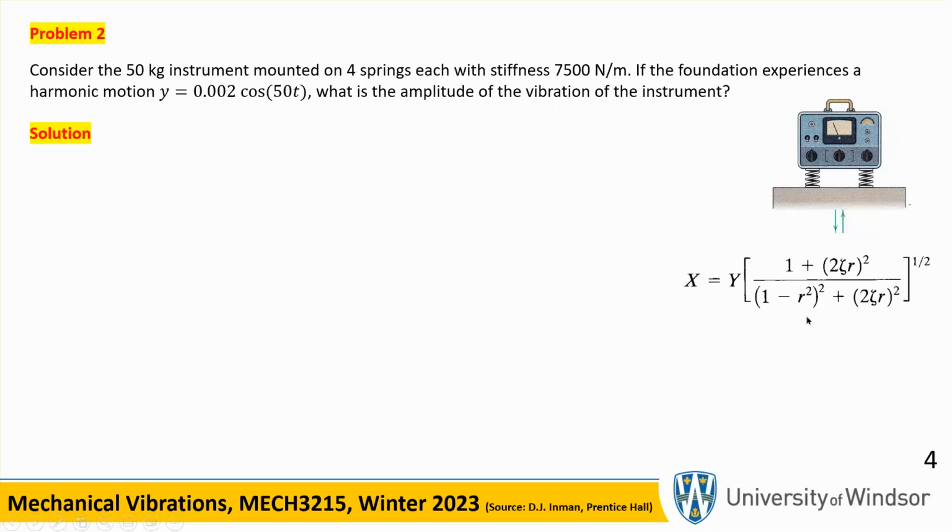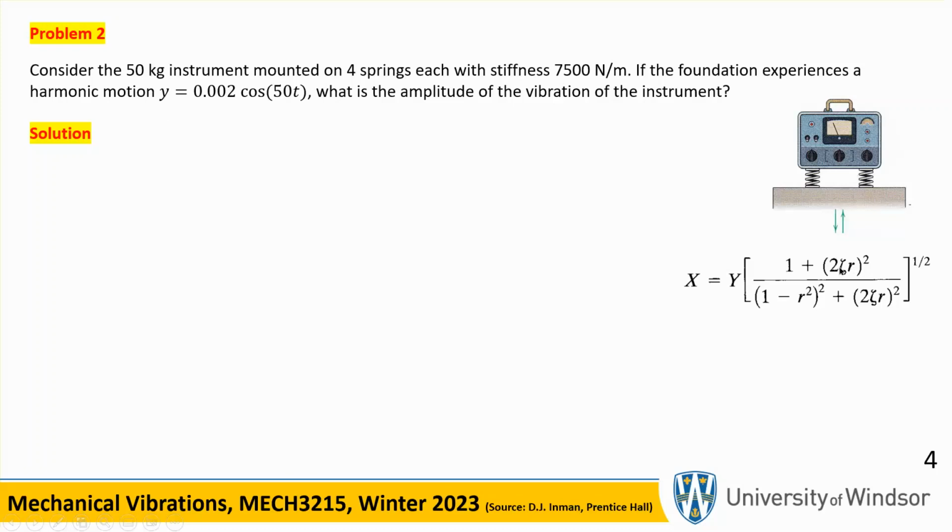Base excitation problems. This is the mother of all equations for base excitation problems. There is also one for the transmitted force, but this is for amplitude. What we know is the big Y, and we know R, or at least we're going to find R. R is omega B divided by omega N. We can find omega N because we have a stiffness, 4 of these, and the mass of 50 kilograms. So basically, we know R.